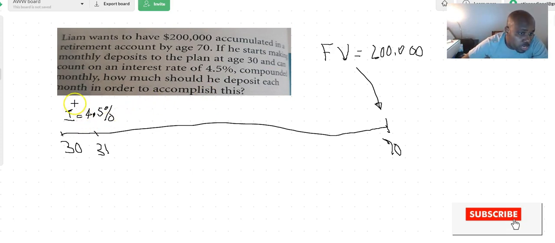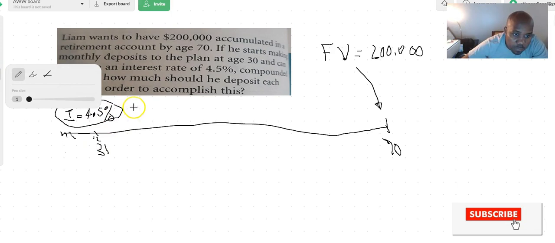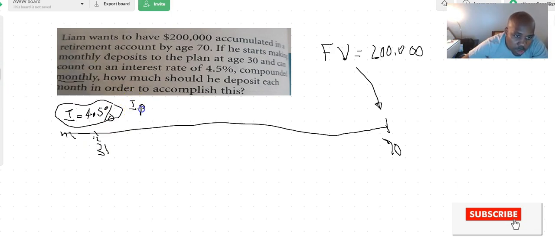They say compounded monthly. That's why we're not gonna use this interest as is, because it's compounded monthly. Which means we need to divide this by 12, so we're gonna have 12 periods instead of one. So for the first year, I'm gonna have 12 periods. You see what I mean? If I call my interest IP, that means interest per period, it's gonna be 4.5 divided by 12 percent. That's gonna be my interest every month.